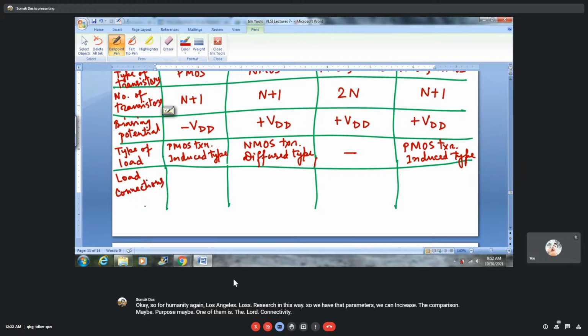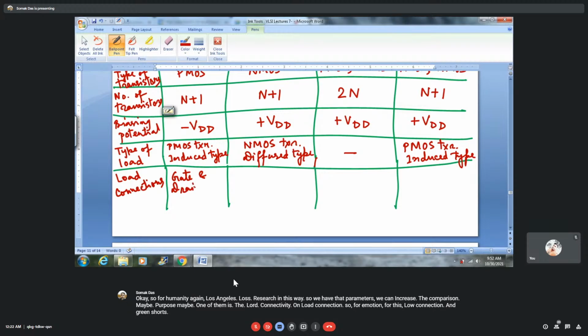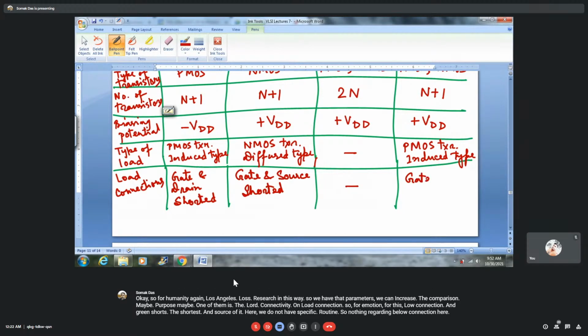Or load connection. So for PMOS circuit, what is the load connection? Here, the gate and drain shorted. Here, the gate and source shorted. Here we do not have specific loading, so nothing regarding the load connection. Here, gate grounded.